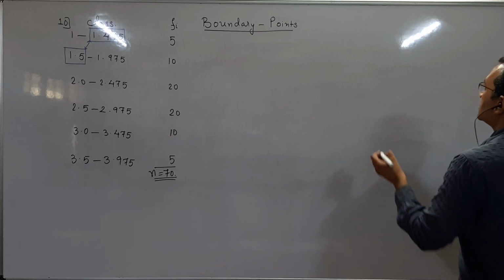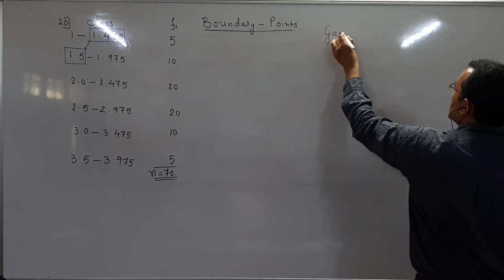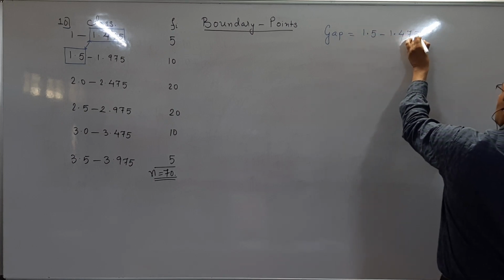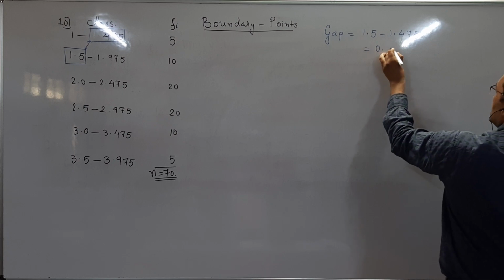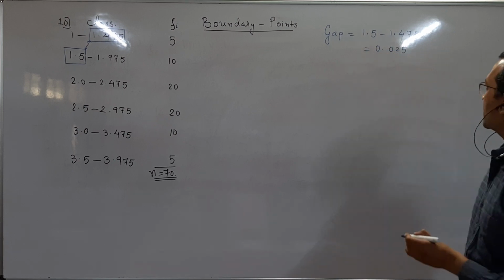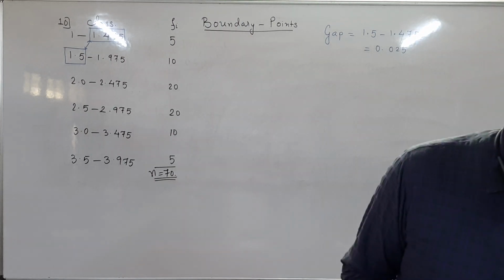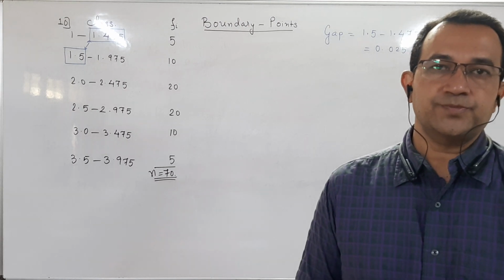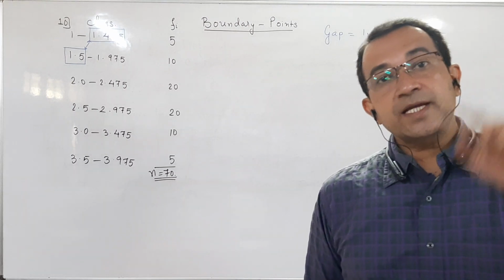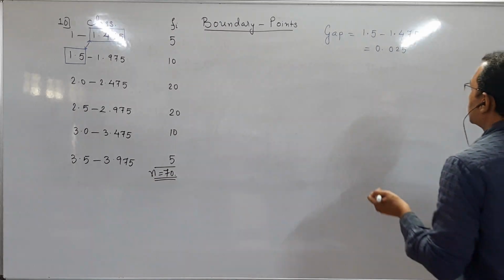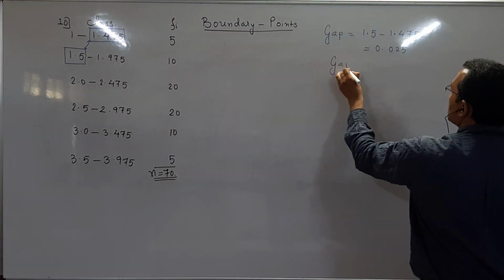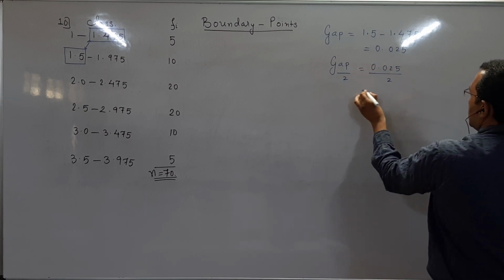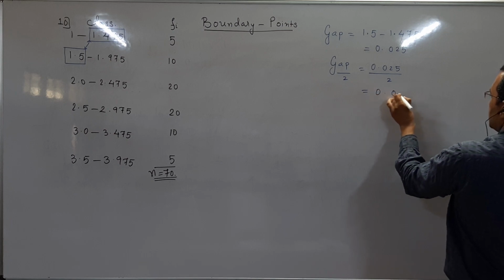Find the gap. The gap is how much? Then I can say 1.5 minus 1.475, and that is 0.025. The gap is 0.025. Clear? Second step, half of the gap. Gap divided by 2. So 0.025 divided by 2, that will be 0.0125.